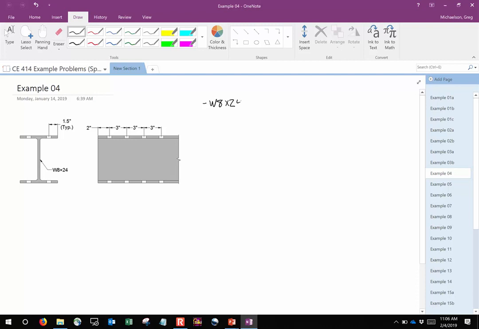Now, I'm going to tell you what I need, but you're going to give me the values. So let's start off with the gross area. Somebody give me the gross area of a W8x24. 7.08. 7.08 inches squared.